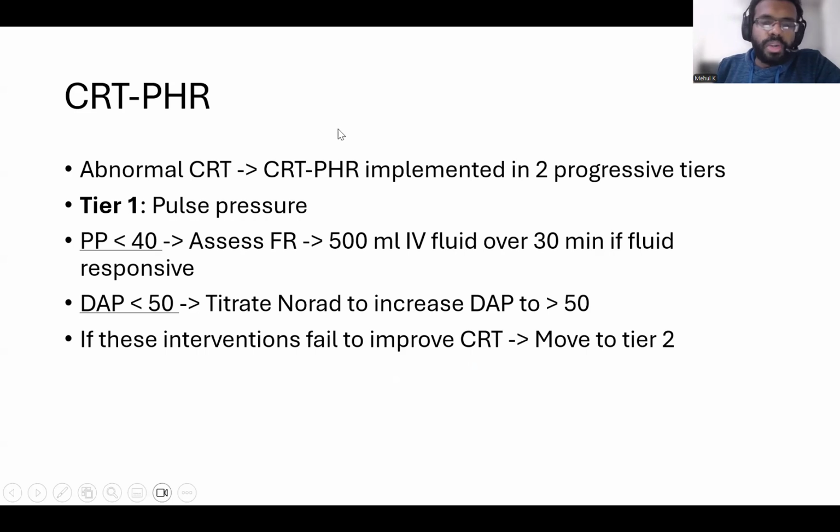In tier 1, what they mainly looked at was the pulse pressure. If the pulse pressure was less than 40, that is generally a low cardiac output state. In that case, they will assess whether the patient is fluid responsive, and if the patient is fluid responsive, they'll give around 500 ml of fluid over 30 minutes, up to a maximum of 1 liter before reassessing again.